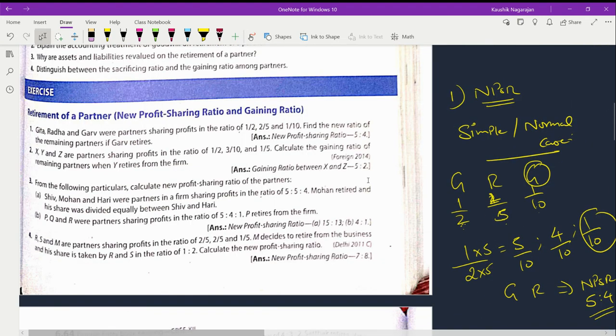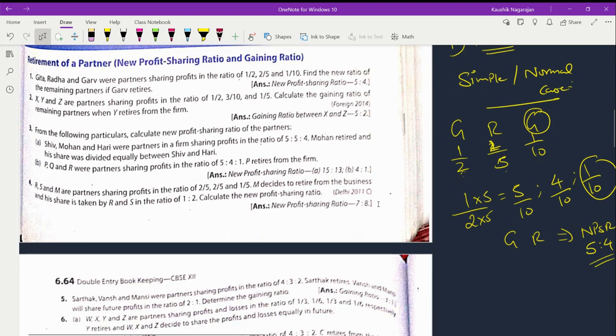Check out what's the answer that you have got. 5 is to 2 gaining ratio between the partners is right. Now moving on to the third problem. From the following particulars, they have asked us to calculate the new profit sharing ratio of the partners.